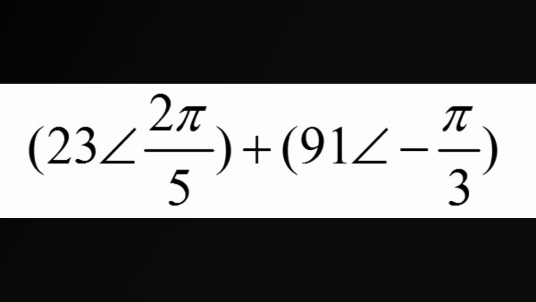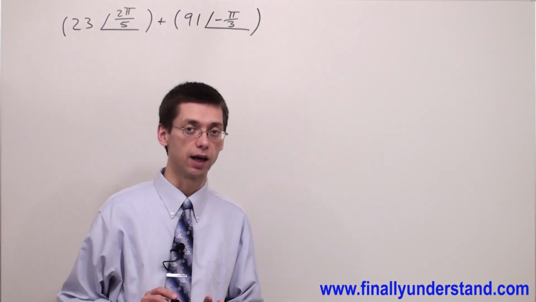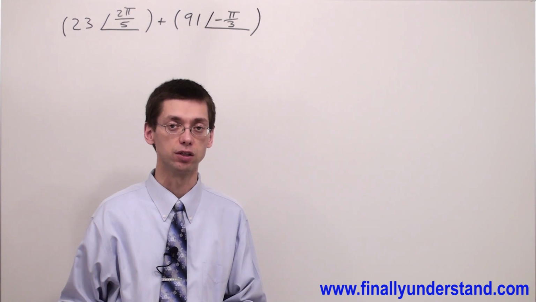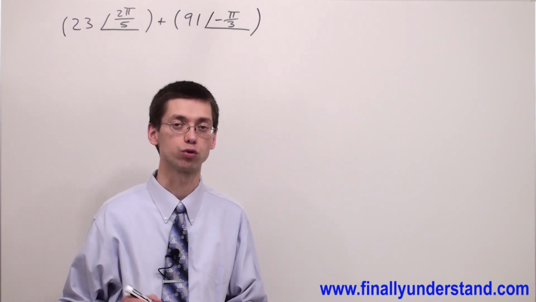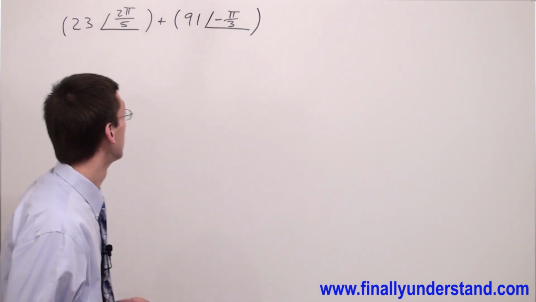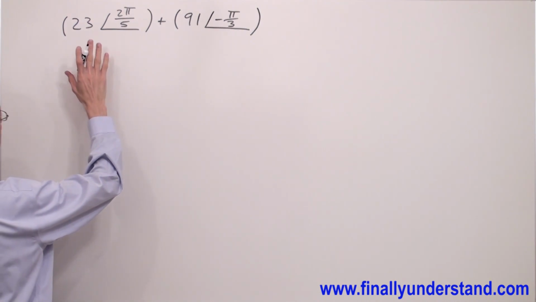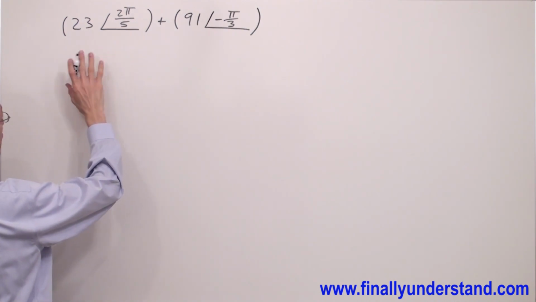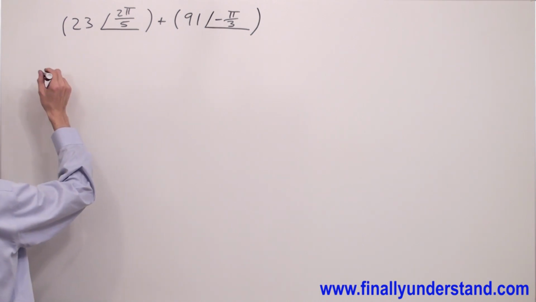This time we're supposed to add two complex numbers expressed in polar forms, and please notice that the angles are expressed in radians. So the very first thing you're supposed to do is switch your calculator to radians. So in order to add these two numbers, I'm going to convert these two polar forms to rectangular forms. So let me talk about this number first.